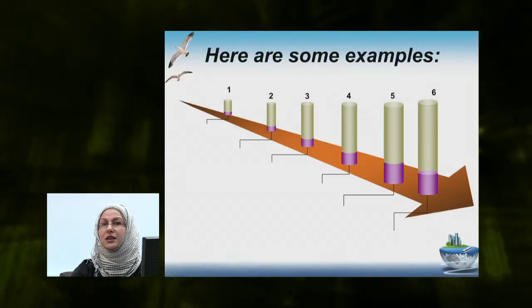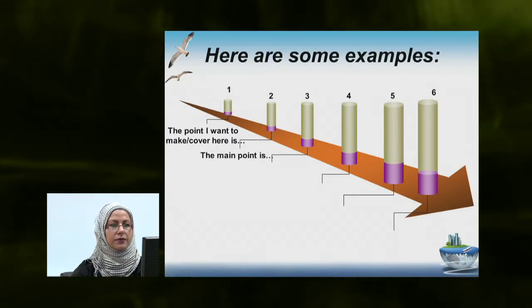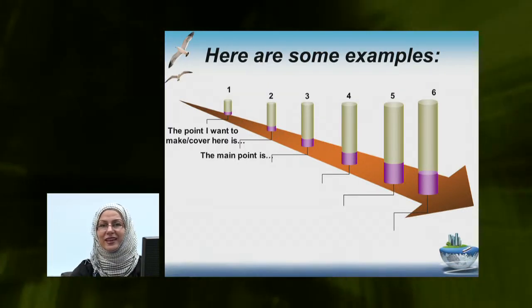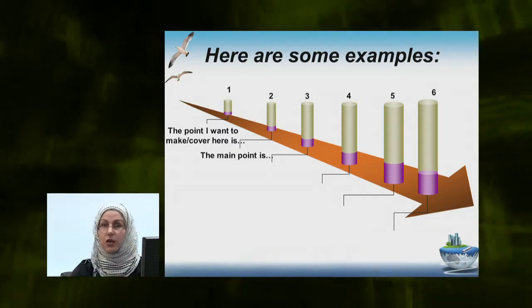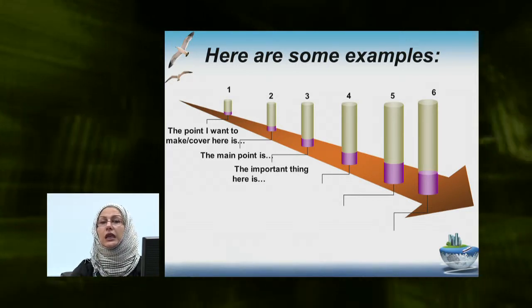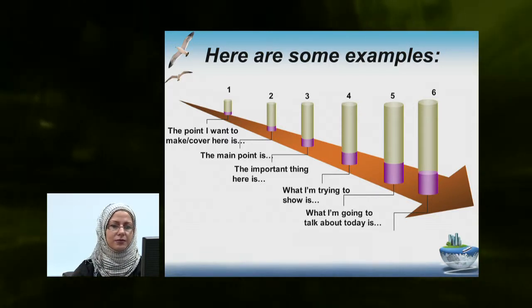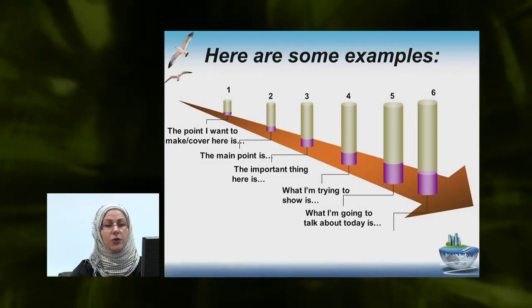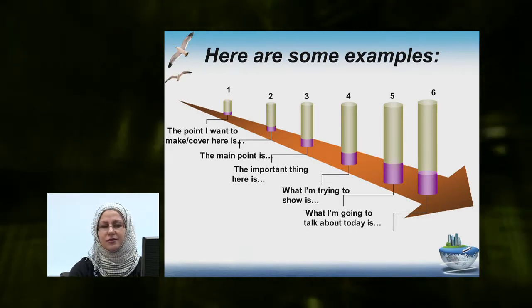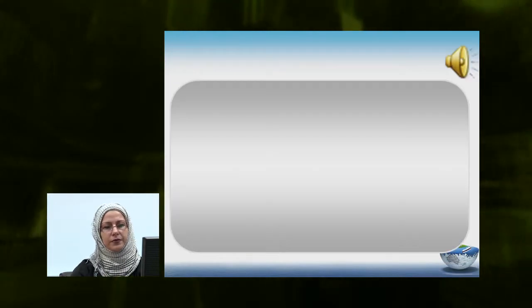Here are some examples of some signal words. The point I want to make or to cover here is... Sometimes the speaker helps you so much by saying, the main point is, and there is the main idea. Sometimes he says, the important thing here is, or what I'm trying to show is. He may also say, what I'm going to talk about today is, or the purpose of my remarks is.